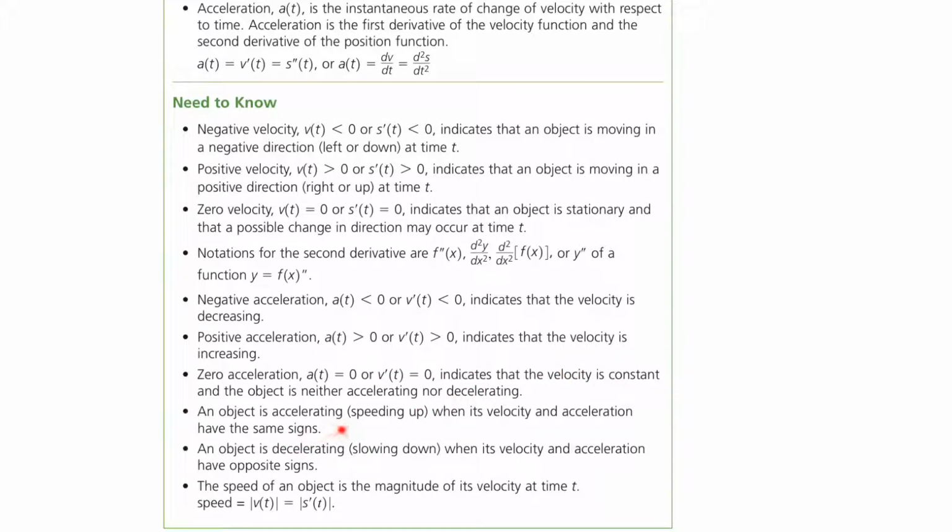An object is accelerating or speeding up when its velocity and acceleration have the same sign. Velocity positive, acceleration positive means the object is moving to the right and speeding up. Velocity negative, acceleration negative means the object is moving in the negative direction and speeding up. When the object is decelerating, velocity and acceleration have opposite signs. One of them is positive, the other one is negative. The speed is the absolute value of velocity.